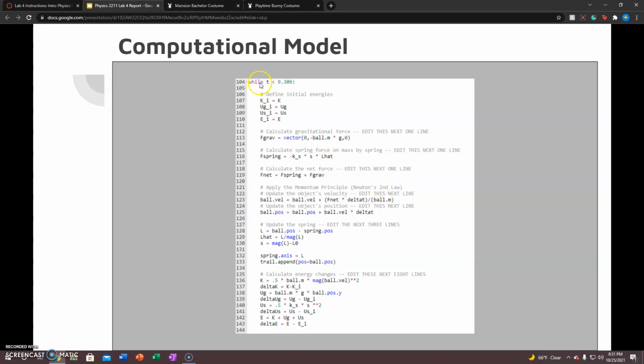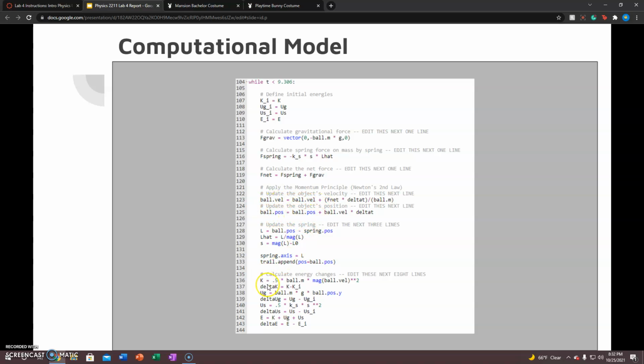And then, as you can see here, before my final time, kinetic energy initial should be equal to kinetic energy final. Gravitational energy should be equal to gravitational energy, spring energy should be equal to spring energy, and then initial total energy should be equal to final total energy. And this is the force of gravity, force of the spring, the net force, and then this is the changing velocity of the ball and changing position of the ball.